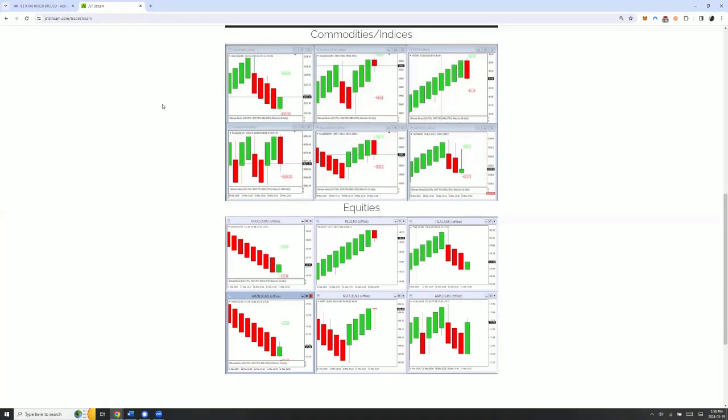Now, the next thing that I want to talk about are the audio signals, because this is something that a lot of people ask about. So the way to activate the audio signals is you always want to make sure that you click unmute on the streams, and you always want to make sure that you click live right here, just so you're seeing the latest candles.